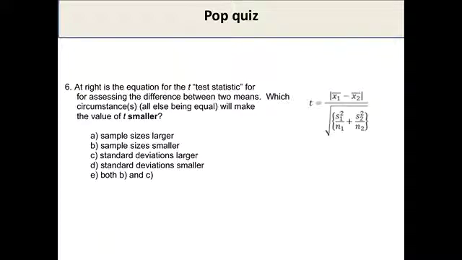Here is the formula for calculation of the t statistic. Which of the following is true? Which of the following will make the t value smaller? If the sample sizes are larger, sample sizes are smaller, standard deviations are larger, standard deviations are smaller. Correct answer is B and C. Okay?